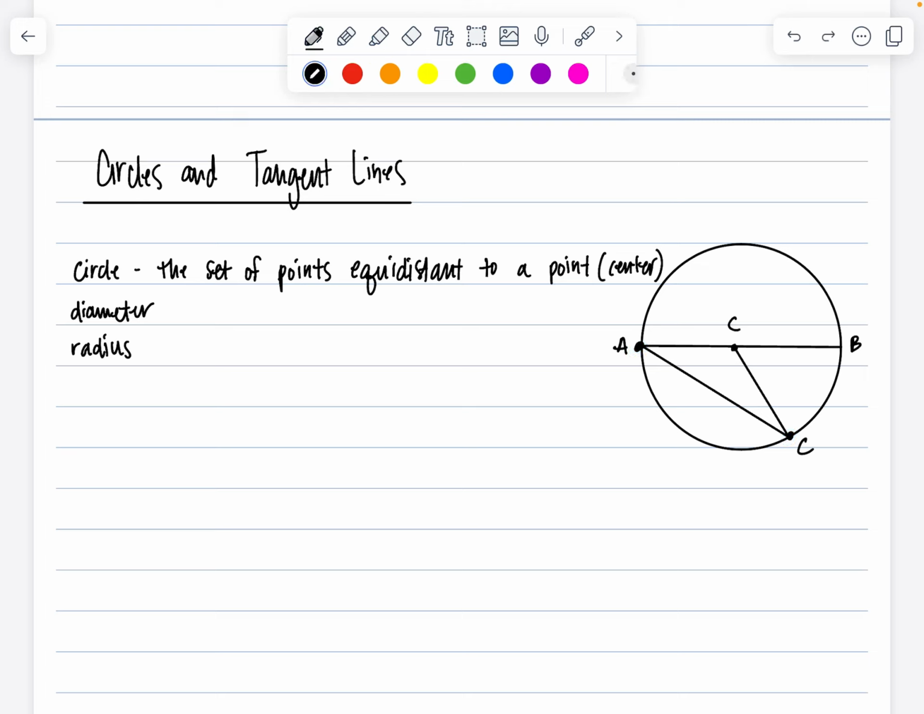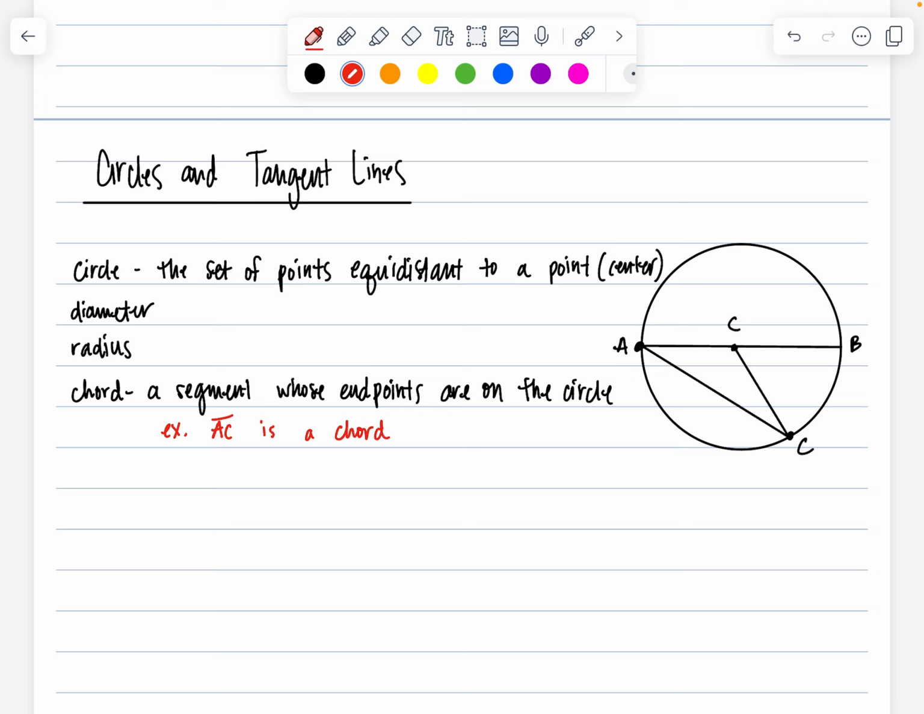This is something new. So we actually have a name for this. We call this a chord. A chord is a segment whose endpoints are on the circle. So, looking closely, this begs the question: we know that AC is a chord. Okay, so for example, AC is a chord.